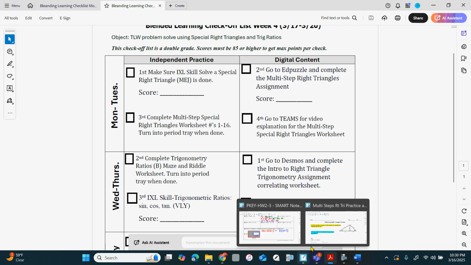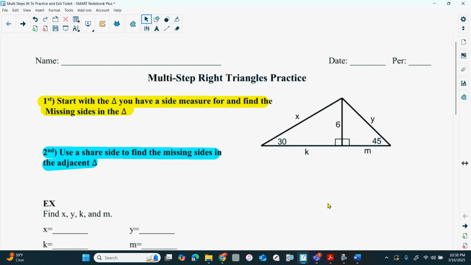So let's talk about multi-step first. There are really just 2 steps. First, start with the triangle you have a side measure for and find its missing side. Between the 2 triangles, I should start with the triangle on the left because it has the side with the 6. I'm going to do this triangle first, and I'm going to redraw it.